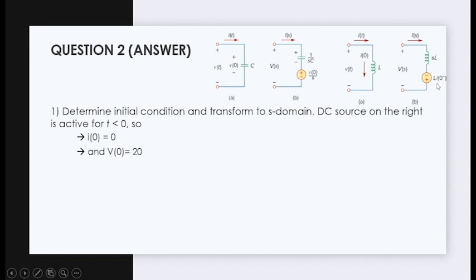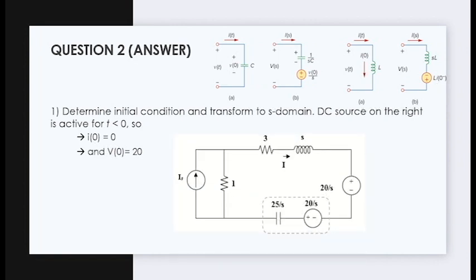The value is L i of 0. But because i of 0 equals 0, we don't have an initial condition for the current, so we can omit this altogether. So what we are left with is just the initial condition for the capacitor. The overall circuit that has been transformed to the S domain is as shown here.